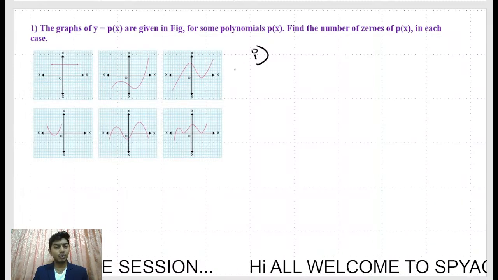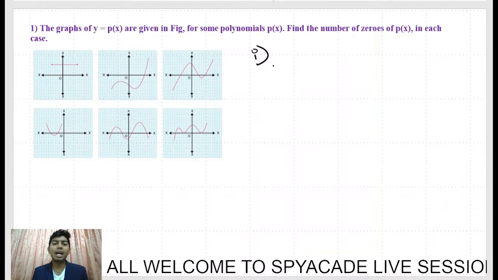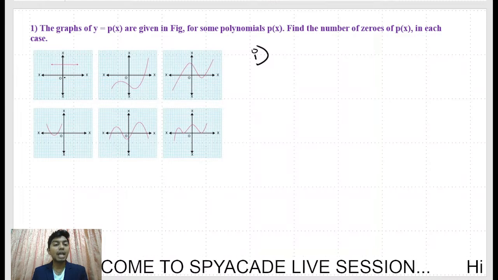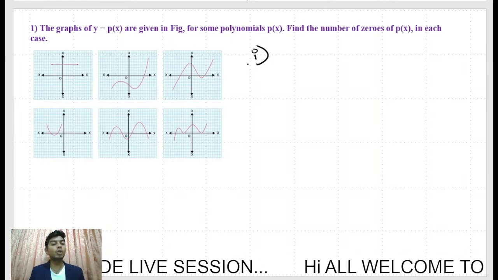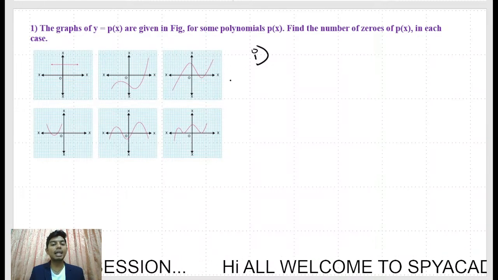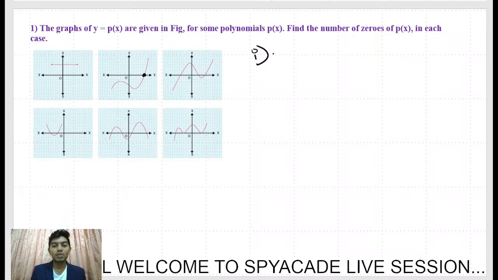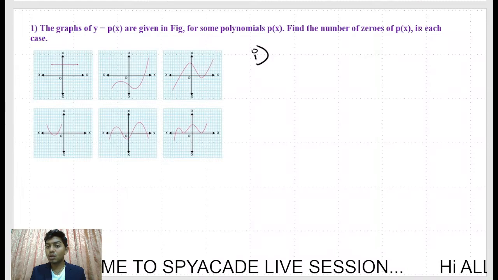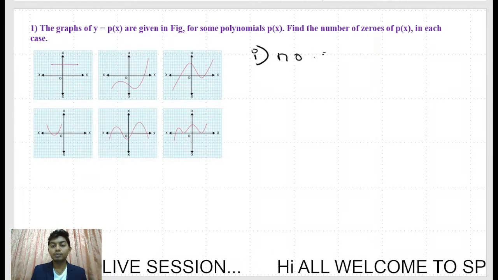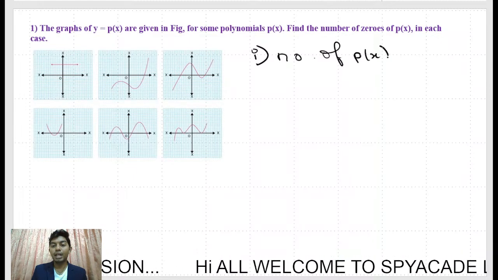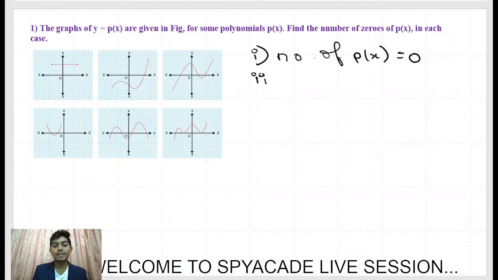So is it going to have any zeros? No, it will not have anything. So there is no zero of the polynomial for this. And then check with the second one. Here, at how many places do you have? One place. Okay, so for the first one, find the number of zeros of p of x in each case. You have to write the number of zeros of p of x is equal to 0 for the first one, and then the second one.